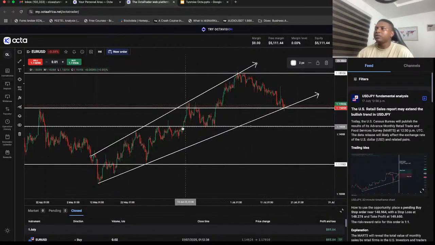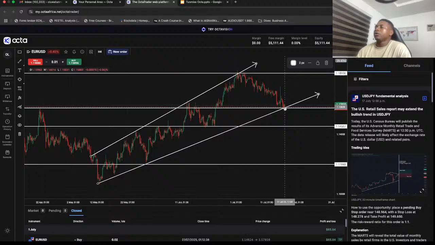Not just that, price is currently seated on a major support and resistance zone. So this was a resistance zone. You can see how it resisted price at this level and pushed them back. Now that resistance zone is acting as a support. So it's a resistance turned support zone.